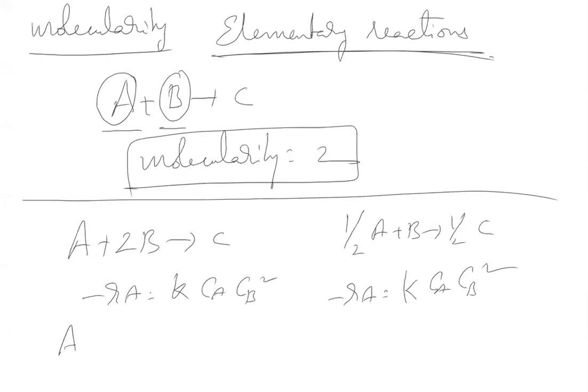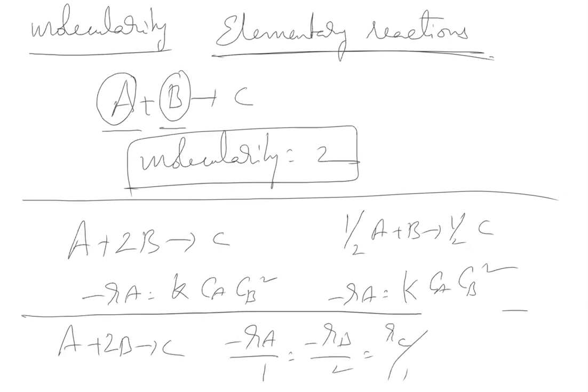Suppose if I have A plus 2B gives C, then how do you write rates? Minus RA by 1 equal to minus RB by 2 is equal to RC by 1. This is also another 1 mark equation. So these are some of the 1 mark questions. So basically CRE1 is completed.